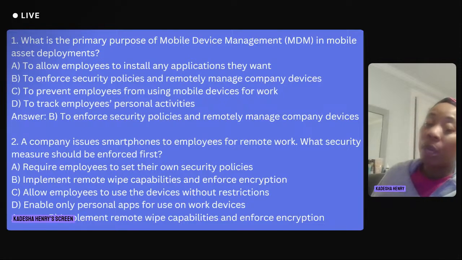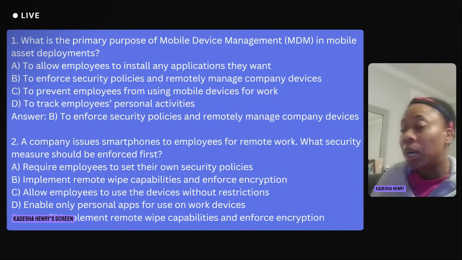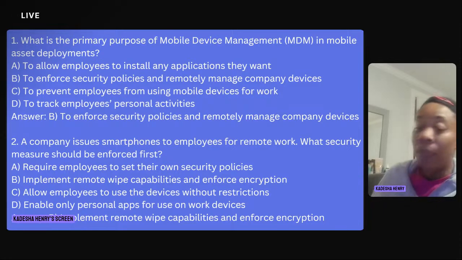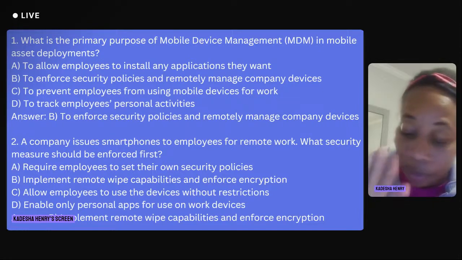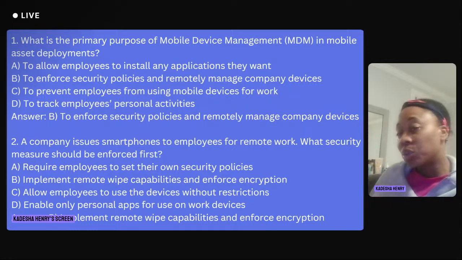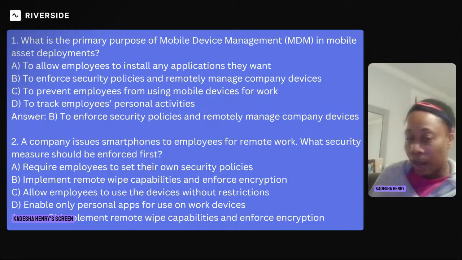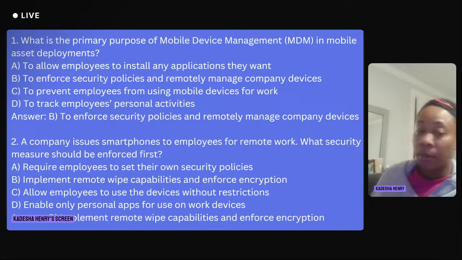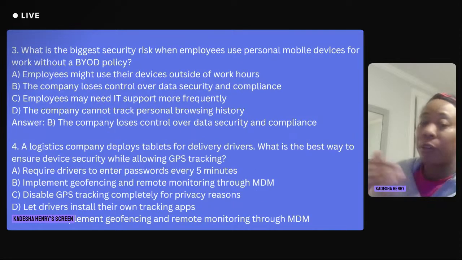We do that because if the employee loses the company's asset, we should be able to wipe the device, or wipe out all the information that is on the device. So that's the reason we are going to implement it before we give it to them. It's the first thing we will do.